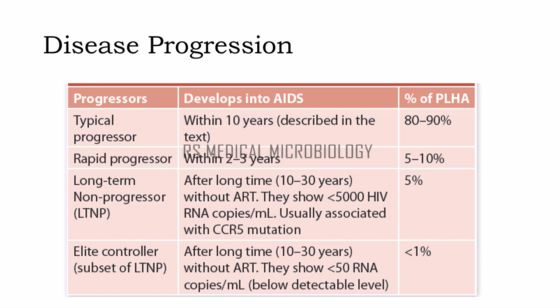And there is a very small subset called elite controllers, where they go around 10 to 30 years, but the number of HIV RNA copies is less than 50 copies per ml, which is a very, very small percent, less than 1%.